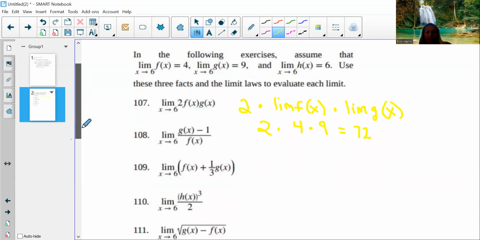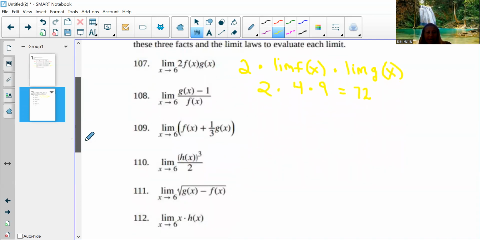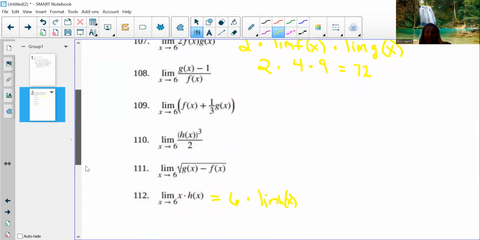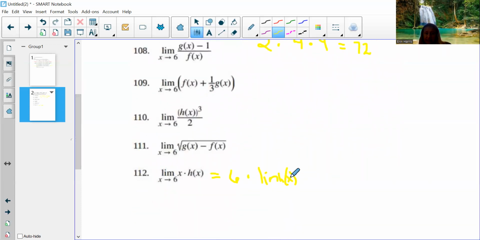Come down here to this one. What's the limit of x as x approaches 6? That would just be 6. And then that would be multiplied by the limit of h of x as x approaches 6, which, let's see, what's h of x? That would be 6. So 6 times 6 is 36.